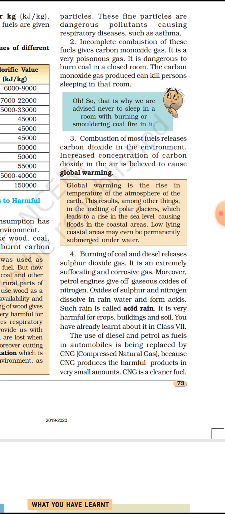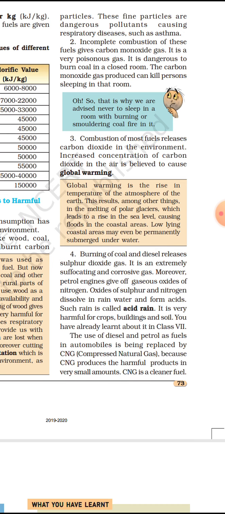So the use of diesel and petrol in automobiles should be replaced by CNG, that is compressed natural gas, because it produces harmful products only in very small amounts. So instead of using diesel and petrol, we can use CNG.